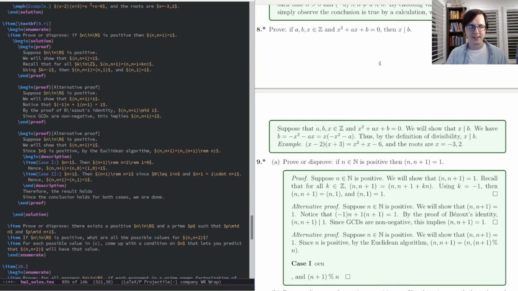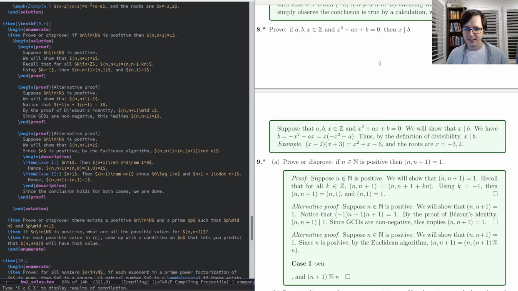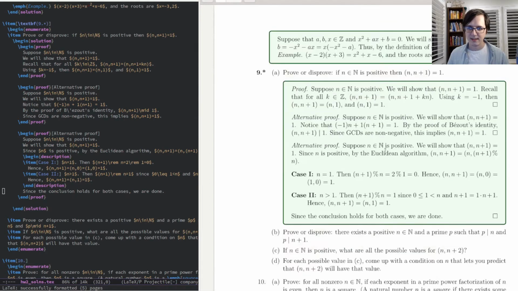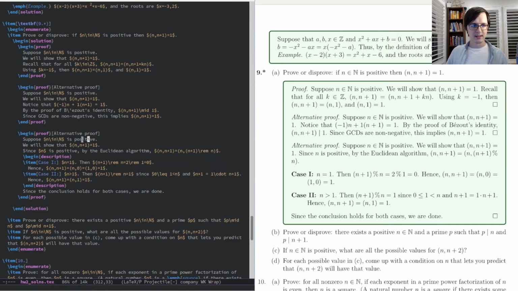Therefore, the result holds. That was fine. Okay, well, that was a surprise little extra case. When you mod by this and n happened to be 1. But that's why it pays to be careful in math.